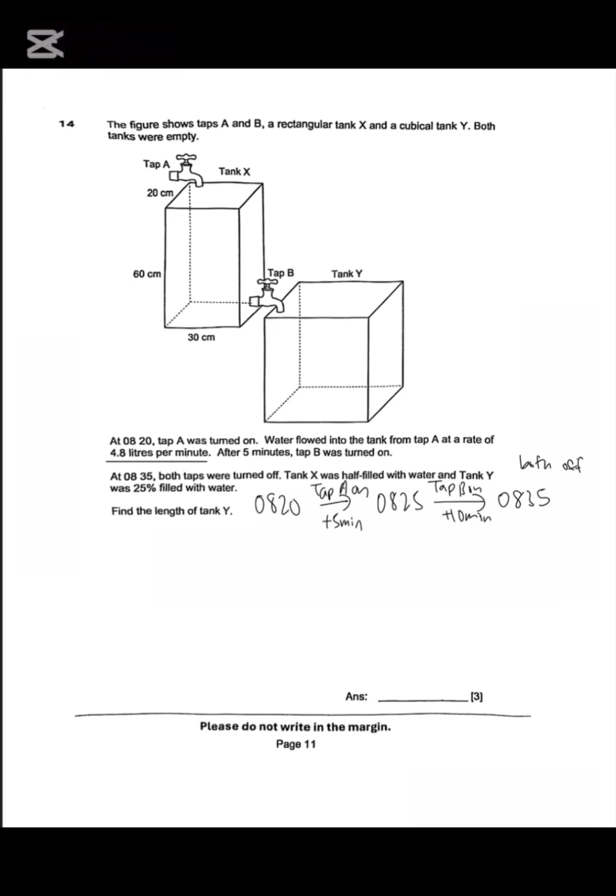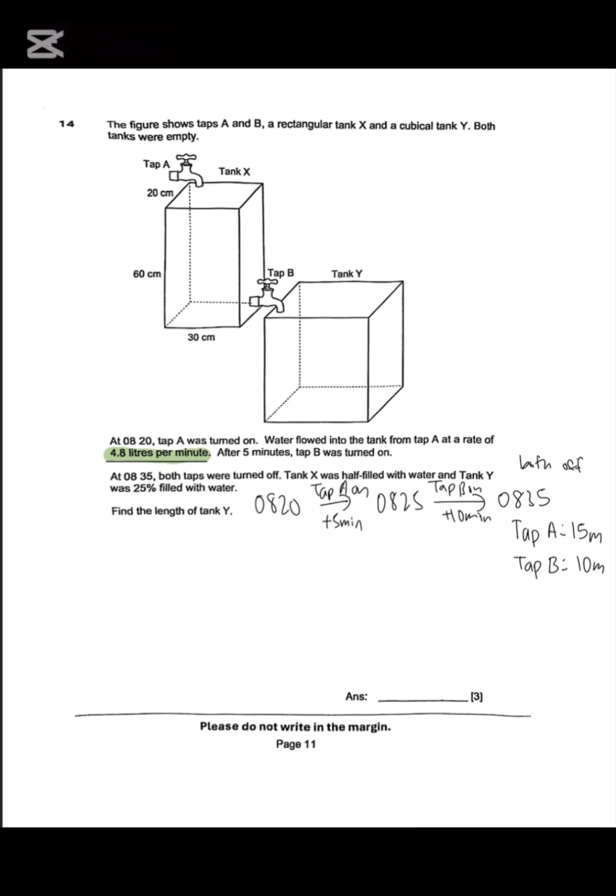So I like to immediately write down how long both taps were on for. For tap A, we know it was on for 5 plus 10, 15 minutes. But tap B was only on for 10 minutes. Okay? So the key thing here is to know that only tap A provides water at 4.8 liters per minute. And tap B is just transferring the water from tank X to tank Y.